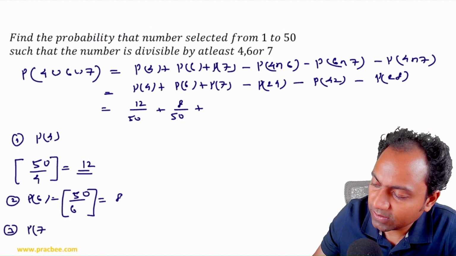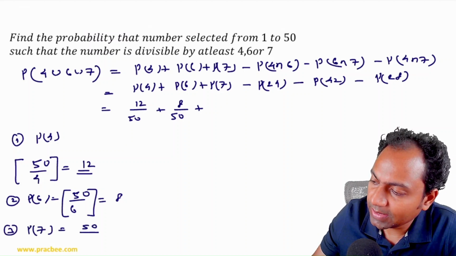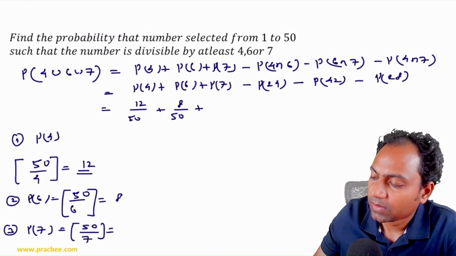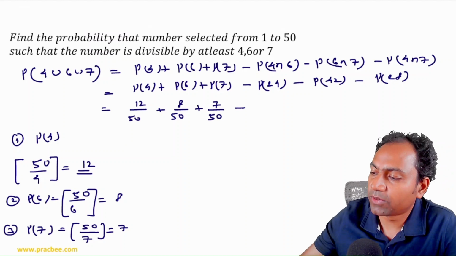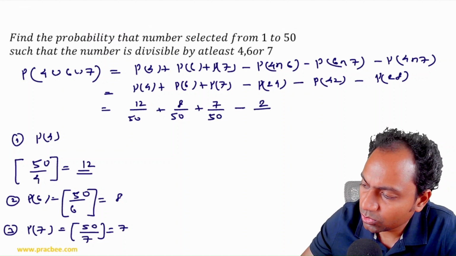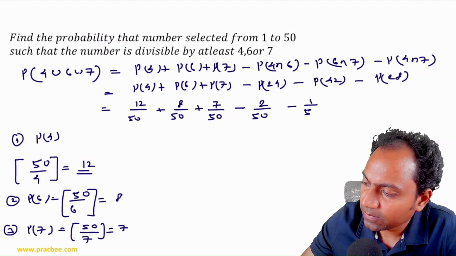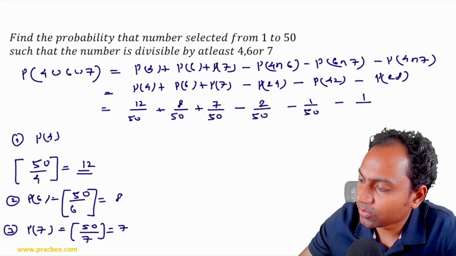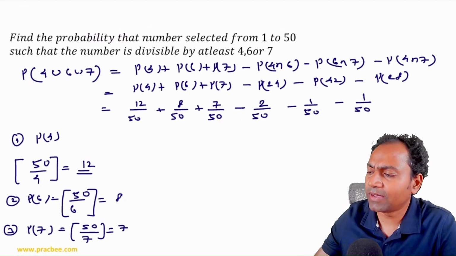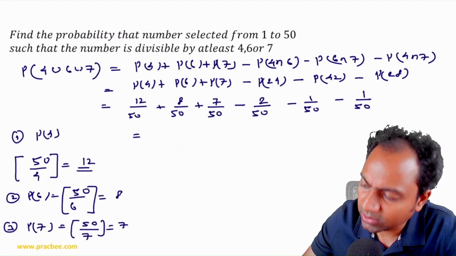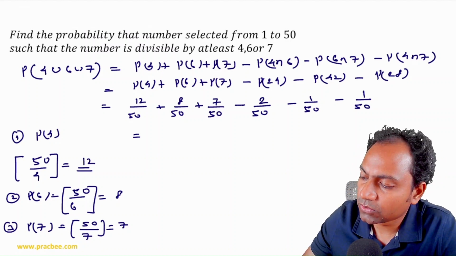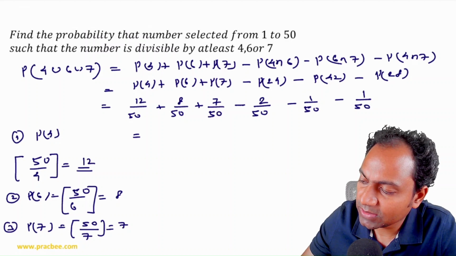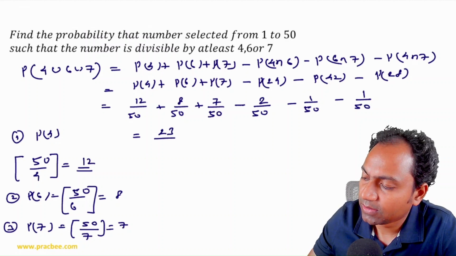So P of 7 is 50 by 7. 7 into 7 is 49, so the answer comes out to be 7. So 7 by 50. Next is 24. If I divide by 24, clearly the answer is going to be 2. So 2 by 50. 42 is going to become 1, and 28, again it is going to become 1. Ideally, if I add all of this, I should get my answer. Let us check what it comes out to be. 2 plus 1 plus 1 becomes 4. I can subtract this 4. So this becomes 16 plus 7. 16 plus 7 is 23 by 50.